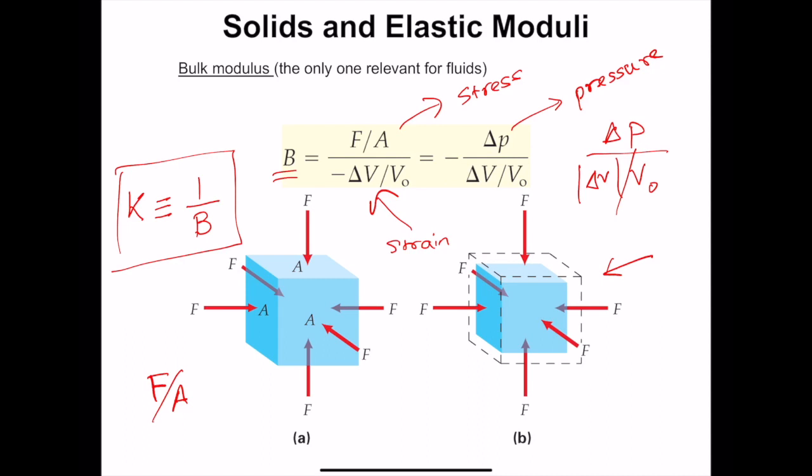The only reason I'm mentioning this is because in Mastering Physics, there is a problem where you're given the compressibility, and it's basically just a plug and chug problem on the bulk modulus. But you're given the compressibility, so you just have to do 1 over that to get the bulk modulus.